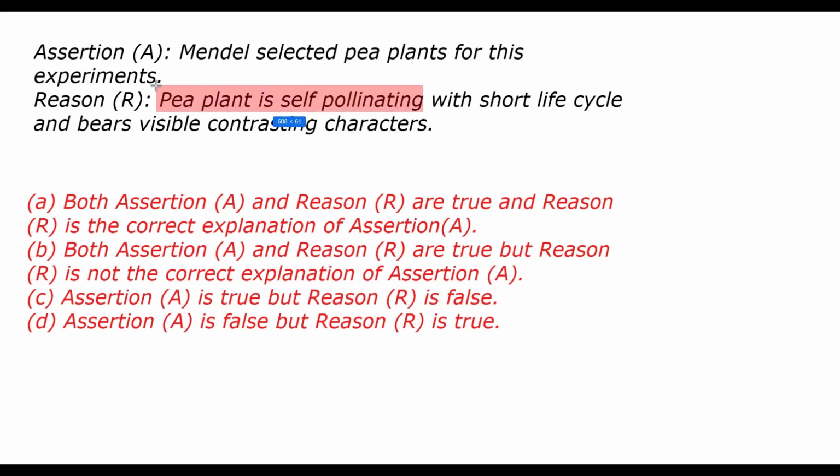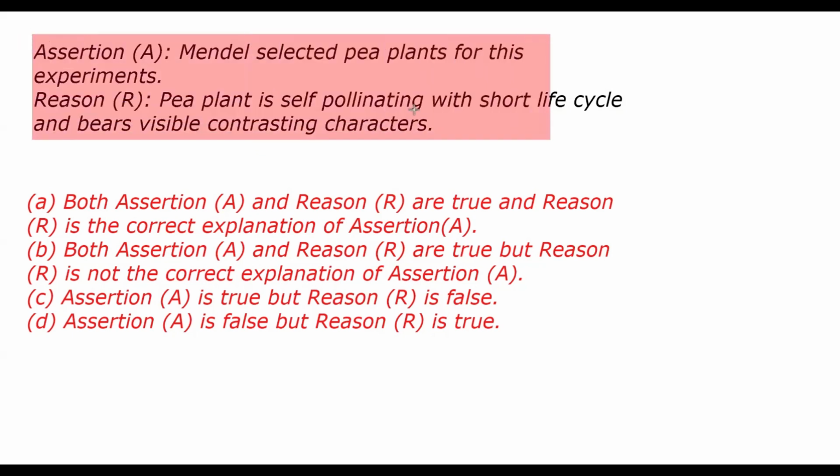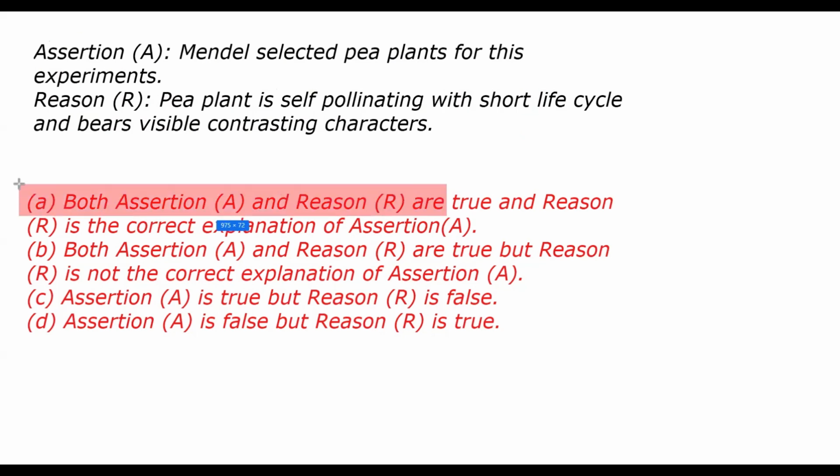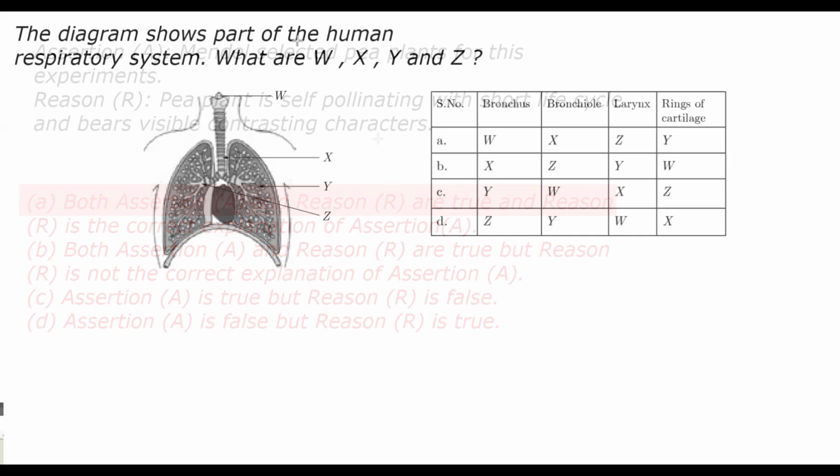Not only because ordinarily it is self-pollinating, but it can also be cross-pollinated. Yes, it has a short life and has visible contrasting characters. That was the major reason why he wanted to experiment with the pea plants. So I think both of them are correct, and it should be the correct explanation as well. So therefore, we will go for option A in this case, where assertion is true, reason is true, and reason is the correct explanation of the assertion.